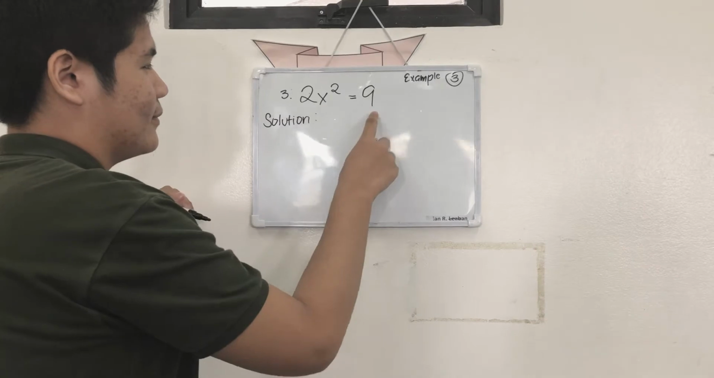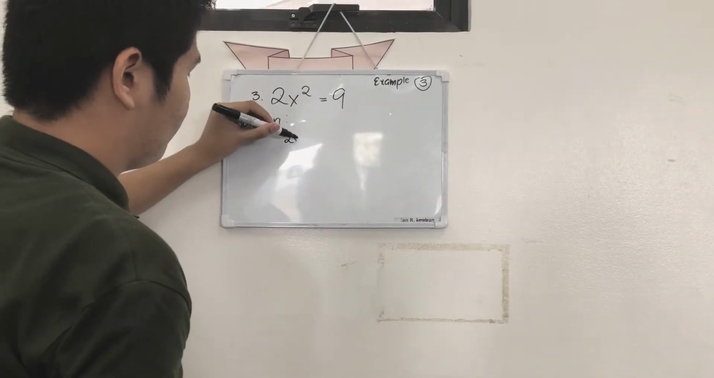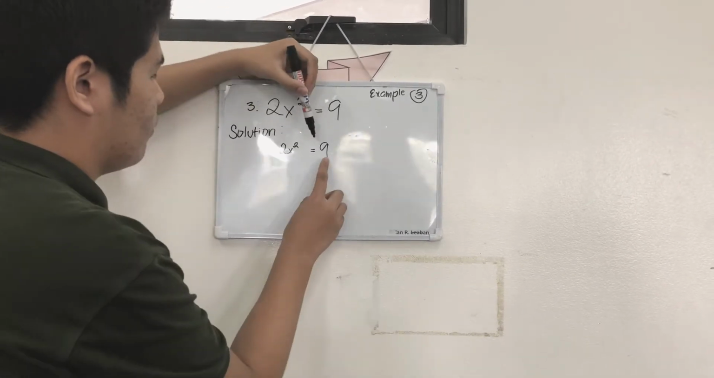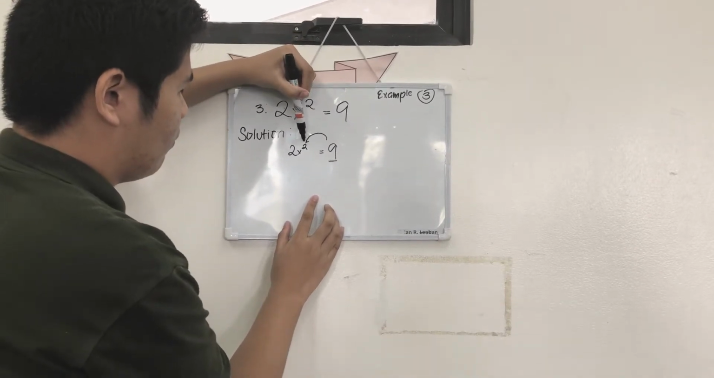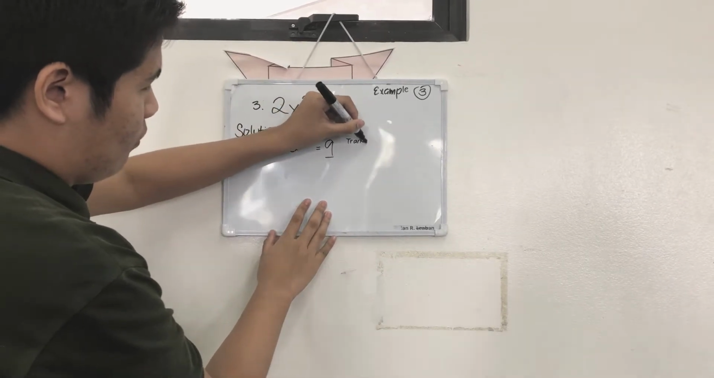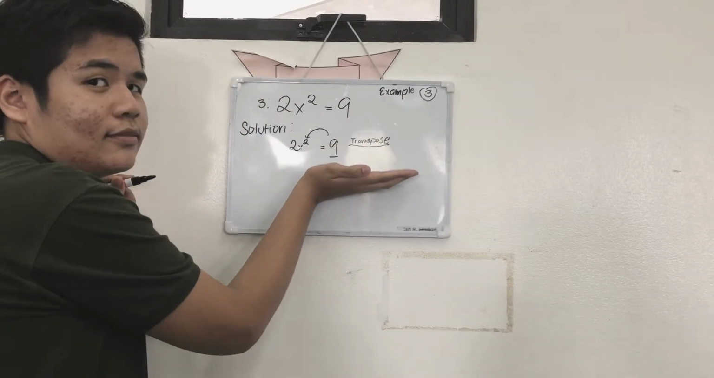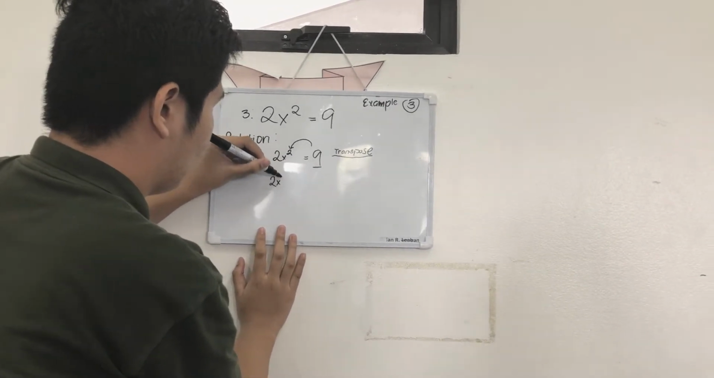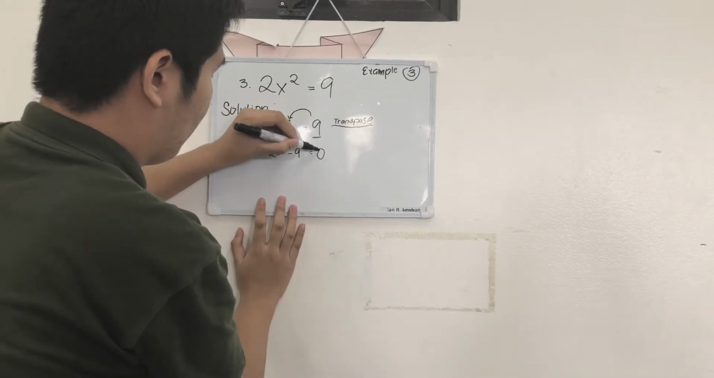So the first part, you just need to transpose this specific value. Let's write the given, which is 2x squared equals 9. This 9 needs to be moved to the other side of the equal sign. In mathematical terms, this is called the process of transposing. And of course, we have to rewrite this equation again. When we transpose this value, it will turn into 2x squared minus 9 equals 0.